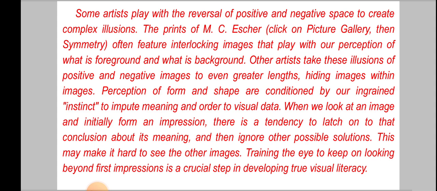Perception of form and shape is conditioned by our ingrained instinct to impute meaning and order to visual data. When we look at an image and initially form an impression, there is a tendency to latch onto one conclusion about its meaning and then ignore other possible solutions. This may make it hard to see other images. Training the eye to keep on looking beyond first impressions is a crucial step in the development of true visual literacy.